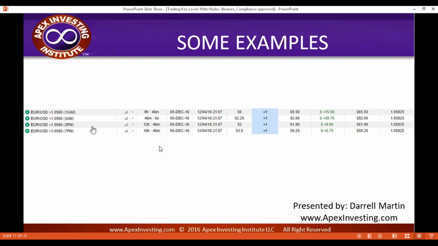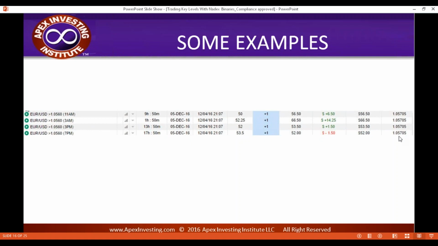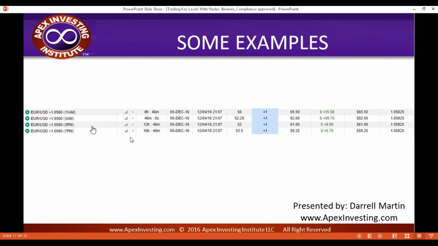Let's keep looking. All right, now the market's moving a little bit more. What do we have? 46 minutes to expiration. Remember, they're all the same strikes. 46 minutes to expiration, what are we up? Up $39 on our profit. But on the same strike that has 16 hours to go, I'm up $5. You see it?